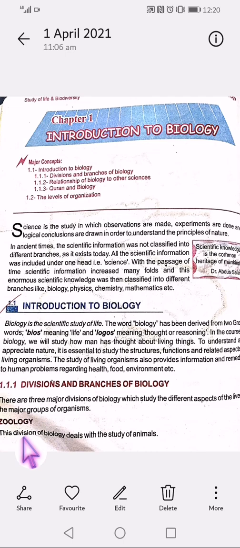It is also a combination of two Greek words. Zoo stands for animals, right? And logi, that is called as logos in Greek, and that means study, thought or reasoning. So when we talk about the study of animals, we use the terminology zoology.